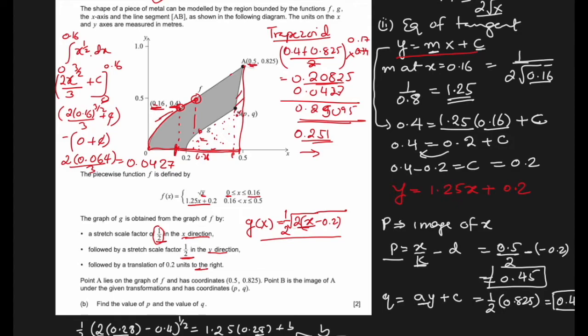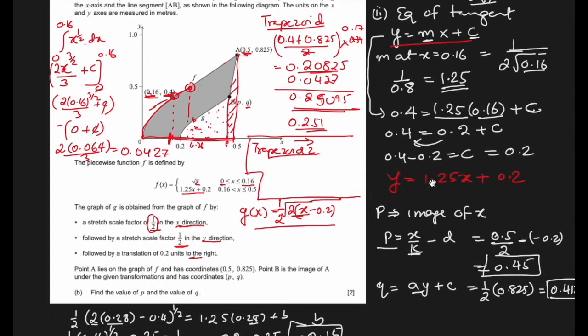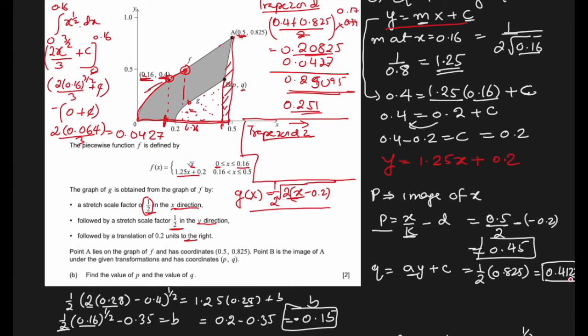We have to remove this small area, which is a trapezoid again. So let's find the area of trapezoid 2. So let me make space here so it is easier. So trapezoid 2. I'll say the first parallel line is this one, which is Q. Did we get Q here? Okay, here we got 0.4125. Okay.